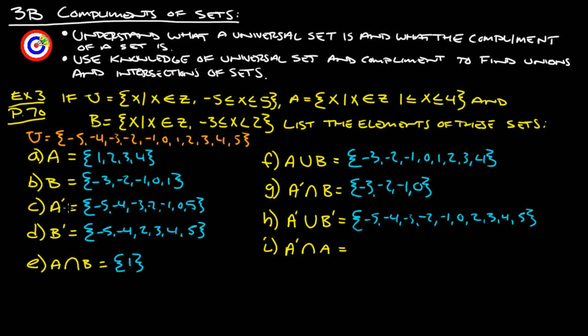And then our last one, what's the intersection of A prime and A? What do A prime and A have in common? If you'll remember from the notes before, it shouldn't be anything. A is 1, 2, 3, 4, and A prime is everything in the universal set that's not already included in there. So that is just going to be the empty set. You can write it like that, or if you really want to challenge yourself, you can write empty brackets. That's also another way of saying the empty set.